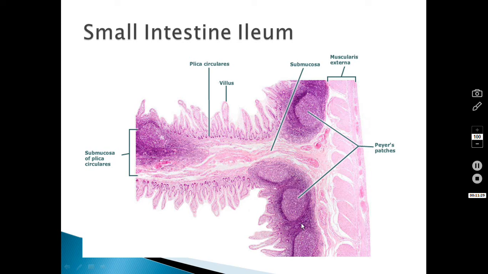All of this actually is submucosa, because the plicae circularis are both folds in the mucosa and the submucosa. So all of this is submucosa, all of this here is submucosa, and you can see we've got these dark staining purple lymphoid nodules called Peyer's patches. And then our two layers of muscle in the muscularis externa, the circular layer and the longitudinal layer. And then the serosa would be below this.